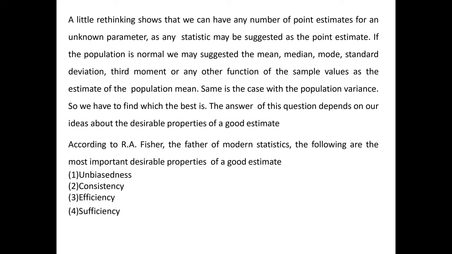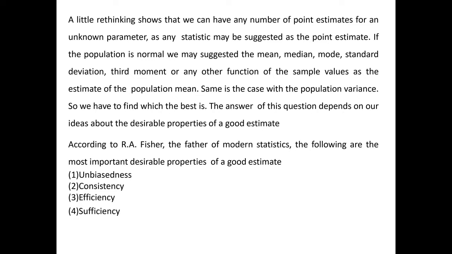A little rethinking shows that we can have any number of point estimates for an unknown parameter, as any statistic may be suggested as the point estimate. If the population is normal, we may suggest the mean, median, mode, standard deviation, third moment, or any other function of the sample values as the estimate of the population mean. Same is the case with the population variance. So we have to find which the best is.